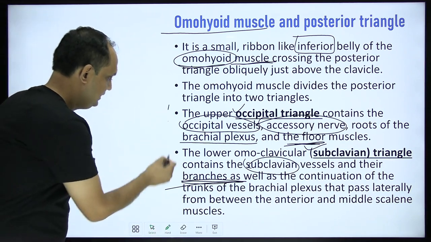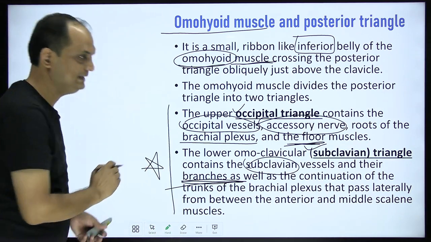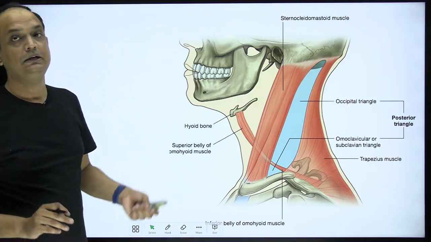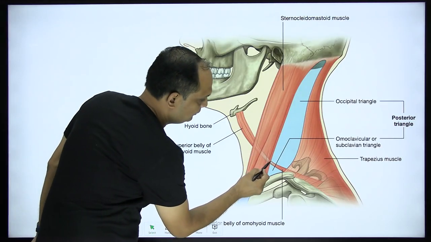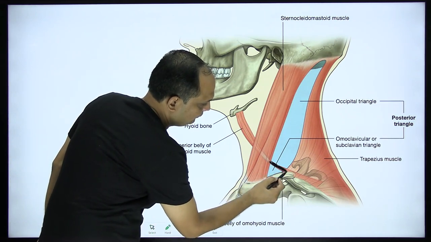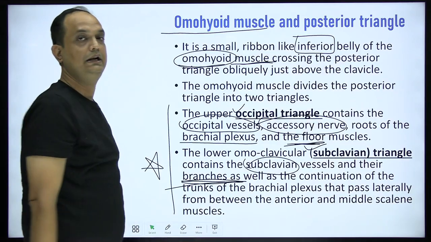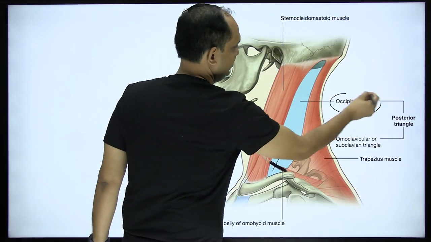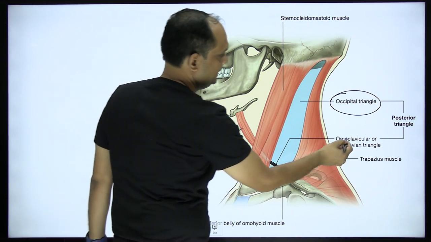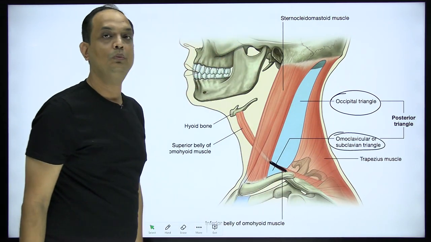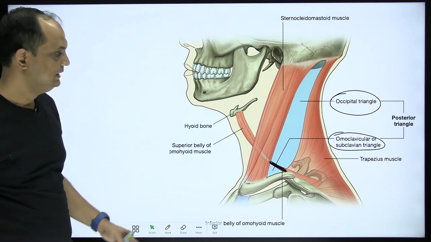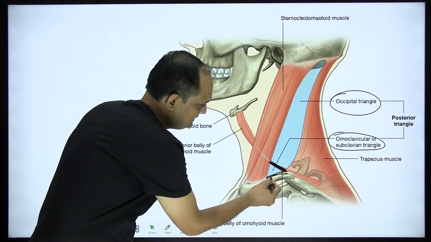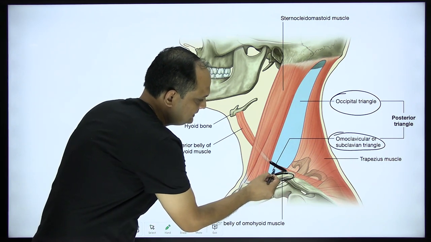Look, you should know the differences between these two. When you see the orientation of the inferior belly of omohyoid, it divides this whole triangle into two parts: a larger triangle which is the upper part, known as the occipital triangle, and a smaller triangle which is the lower part, known as the subclavian or omoclavicular triangle. Another difference between these two triangles: which triangle is above the clavicle? The answer is this triangle.